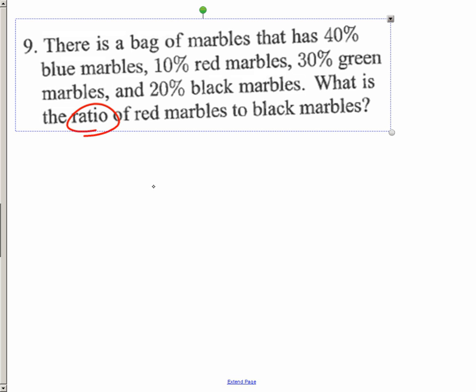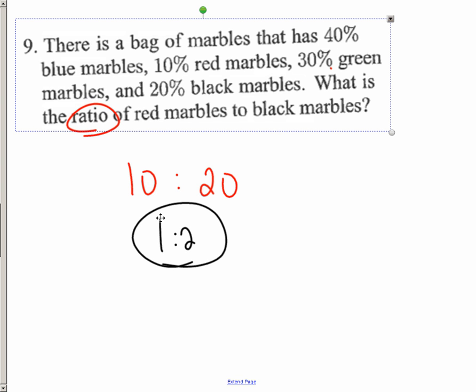Here's something that's kind of cool. I don't know if you realize this, but if you added up all of these percentages, it would be 100%. And when we get that, it means that out of every 100 marbles, 20 of them would be black and 10 of them would be red. That lets us set up the following ratio: 10 to 20. Does that simplify? Yeah, so just divide both of them by 10, and so our ratio is just 1 to 2. That's all that we need.